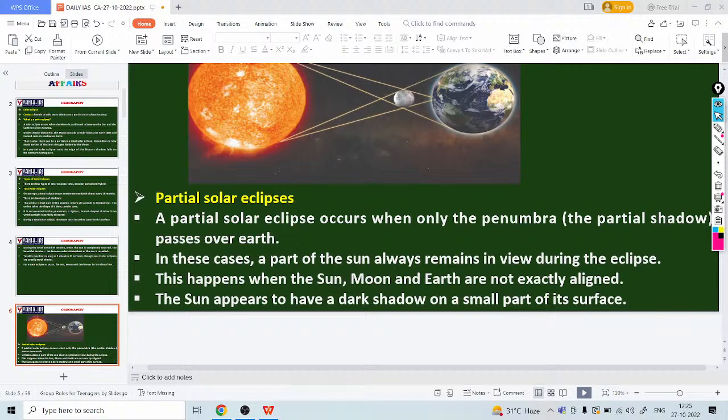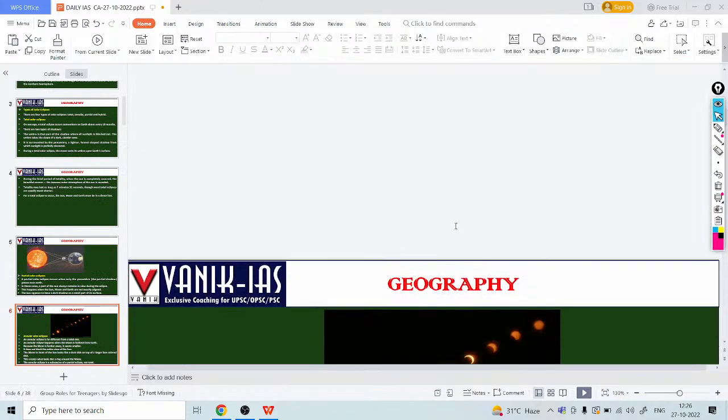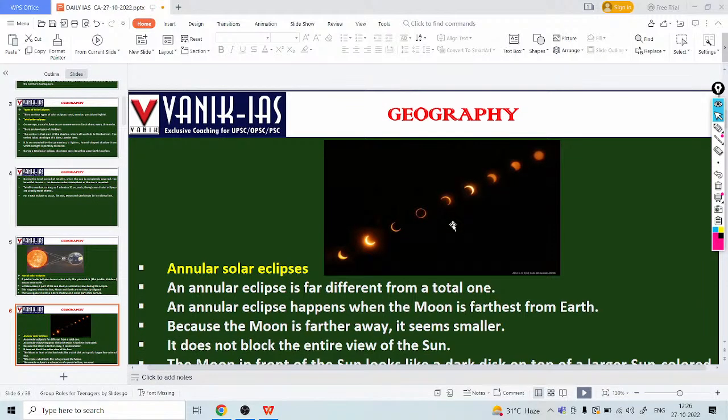Partial solar eclipse occurs when only the penumbra, the partial shadow, passes over Earth. In this case, a part of the sun always remains in view during the eclipse. This happens when the sun, moon, and earth are not exactly aligned. They are not aligned like this. The sun appears to have a dark shadow on a small part of its surface. That is called partial solar eclipse. Fine. This is the picture of the partial solar eclipse.